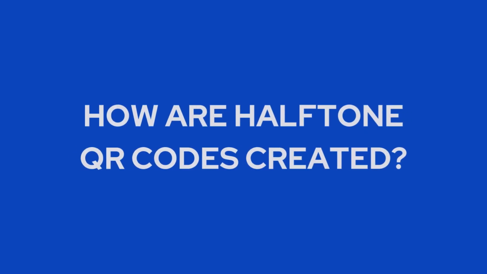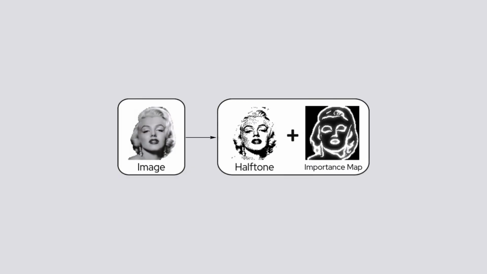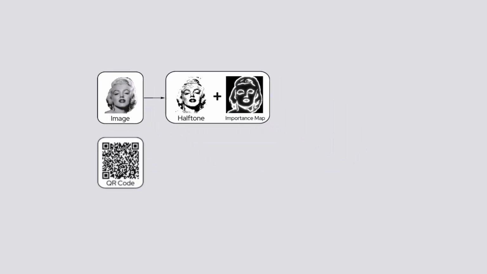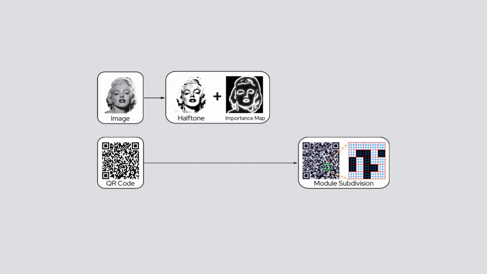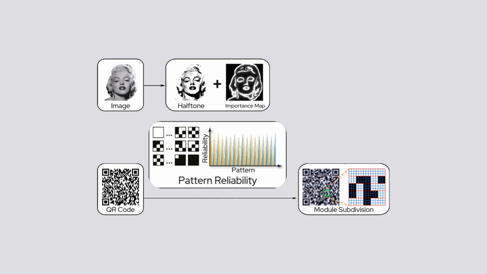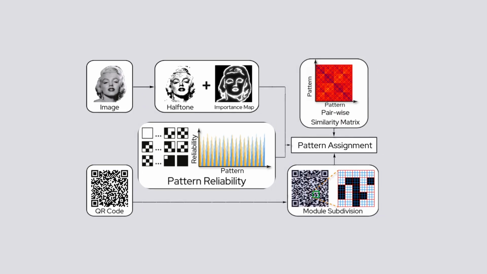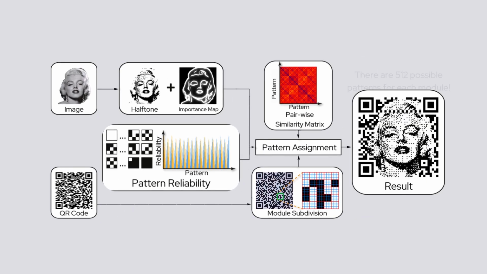How are halftone QR codes created? First, an image is converted into a halftone representation using an importance map to highlight key features. A standard QR code is then generated, typically consisting of black and white squares that encode the information. To create the halftone effect, each square module of the QR code is divided into 3x3 smaller submodules. The central submodule retains the original color, while the surrounding submodules change to form different patterns. There are 512 possible patterns for each module.